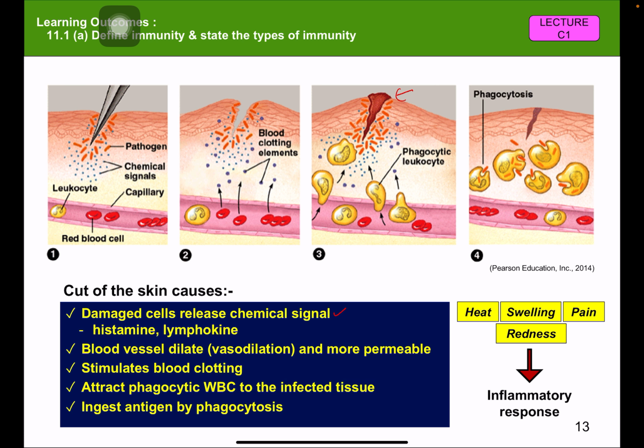The infected tissue, of course, will have the pathogen there, and the pathogen will be ingested by the phagocytosis of the phagocytic leukocyte. So this process, the swelling, redness, and pain, we call an inflammatory response.